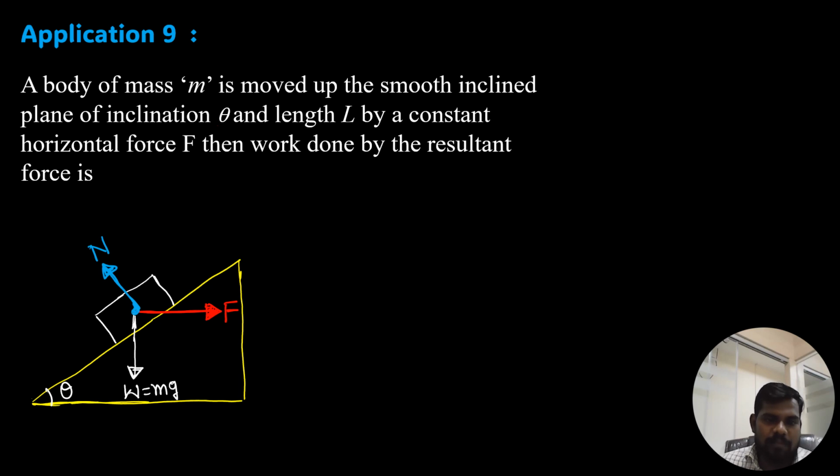Now weight is one type of force, and force is a vector quantity. A vector quantity has components. This weight is resolved into two components, mg cos theta and mg sin theta. One more thing: the weight is always between the two components, and the two components are always perpendicular to each other.